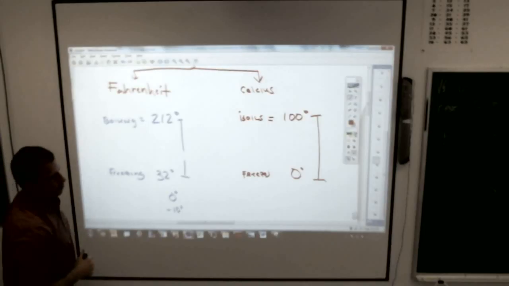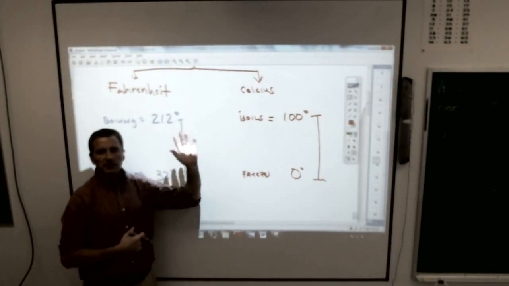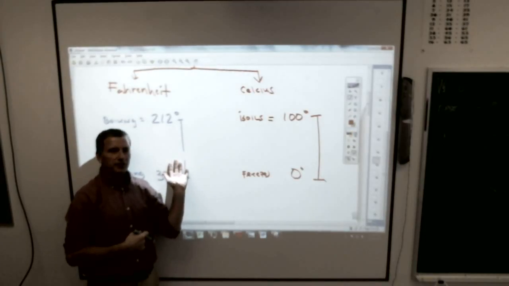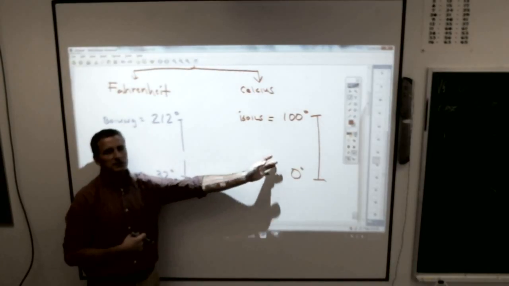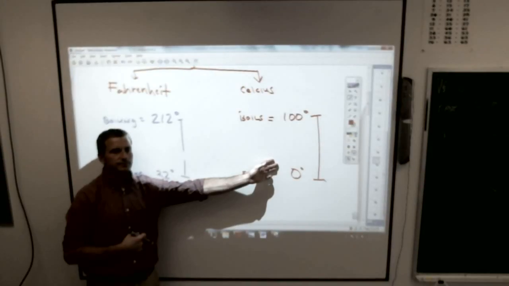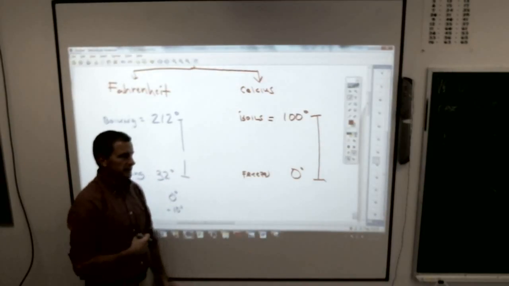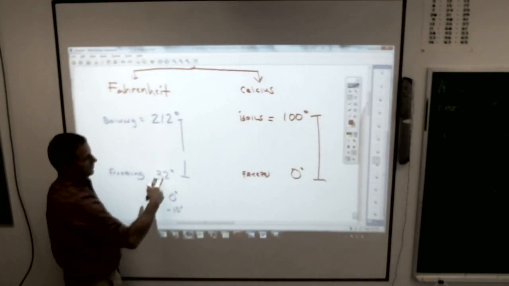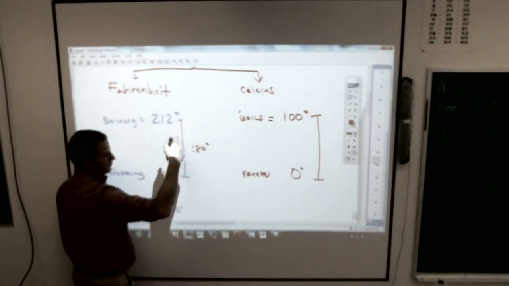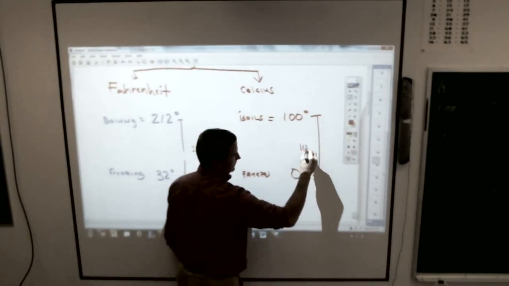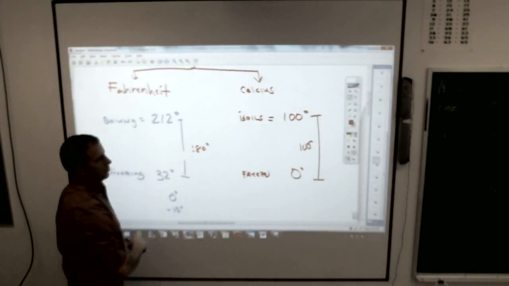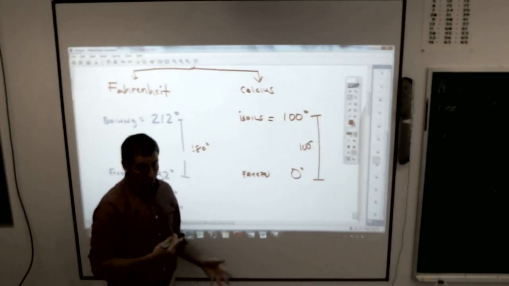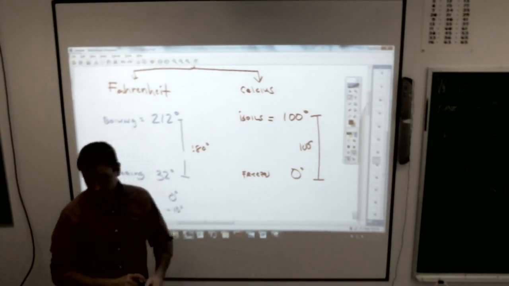So which degree would mean a bigger temperature change? If the weather went up 10 degrees, would 10 degrees Fahrenheit mean it went up a lot more, or 10 degrees Celsius? Celsius, because there's fewer marks, right? Between boiling and freezing there's 180 degrees here, and here there's only 100. So every one of these is going to be a little more of a temperature change. But isn't this a lot easier to remember? Water boils at 100, freezes at 0. It's helpful for me to remember.